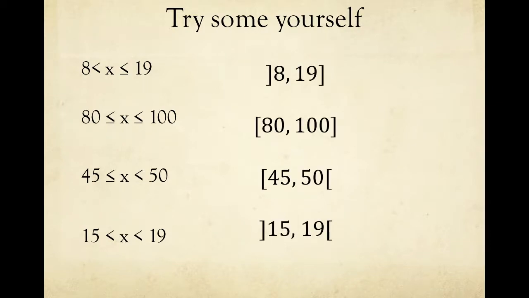In the first case, the square bracket faces away from the 8, but hugs the 19. Here it hugs both because they're both included. Here it hugs only the 45, but not the 50, and here it actually faces away from both because they're both not included.